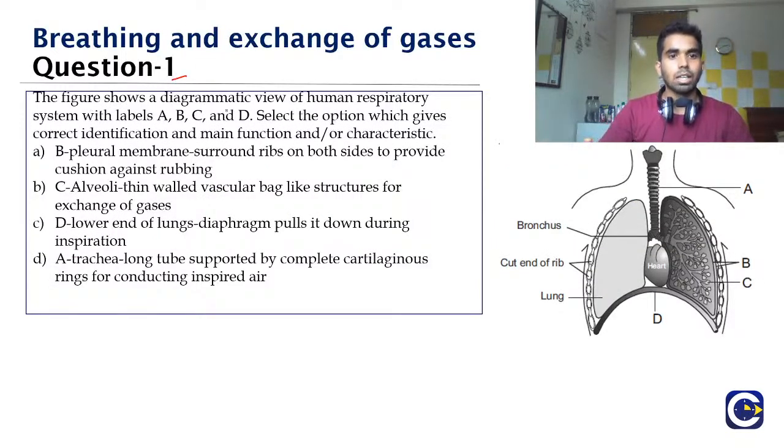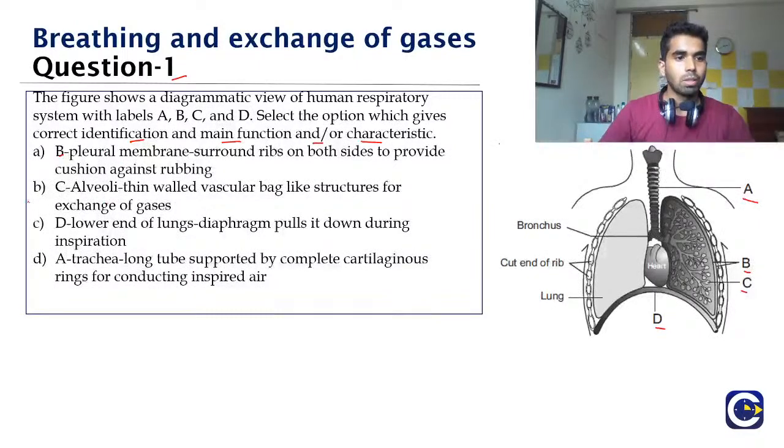The figure shows a diagrammatic view of the human respiratory system which is labeled as A, B, C and D. Select the option which gives the correct identification and main function and/or characteristic of that labeled part. So this is the diagram. This is A, this is B, this is C and this is D. Option A: B is pleural membrane and it surrounds ribs on both sides to provide cushion against rubbing.